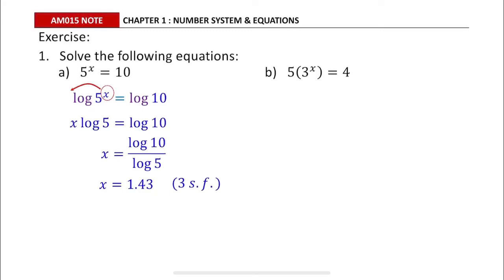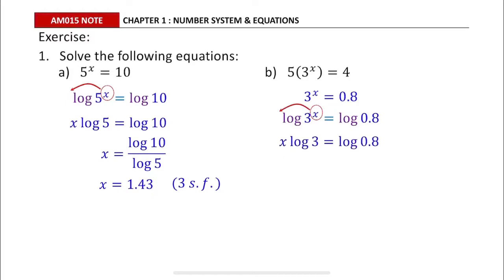For question 1b, we divide both sides by 5 first so that only the index is on the left side, and we get this equation. By taking log on both sides, we can use the power rule to transfer x to the front of the log. Then we can solve for x and leave the answer in three significant figures.